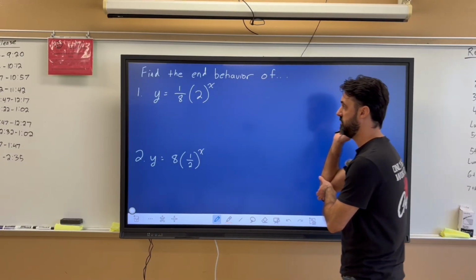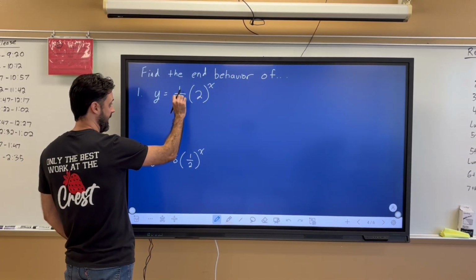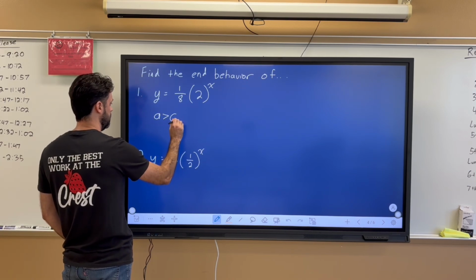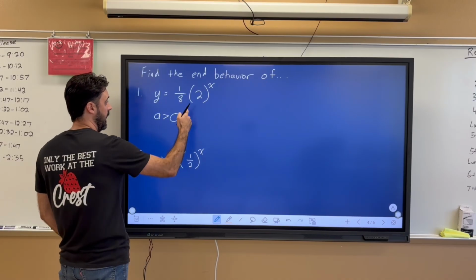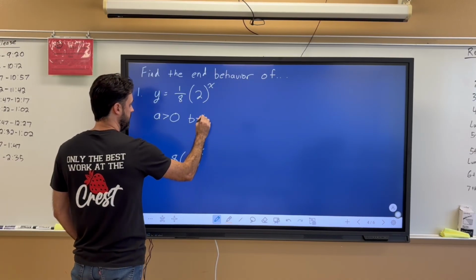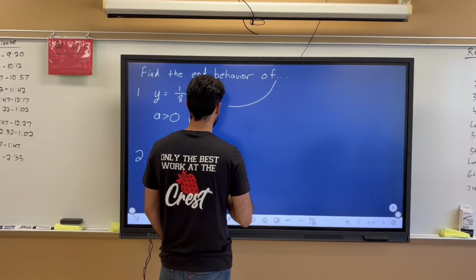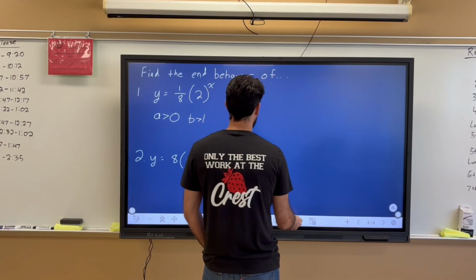So the first value, the 1/8, is not going to affect the general shape of the graph, just its sign. So if a is greater than 0, which we have here, it's positive, and b is bigger than 1, that tells us the graph looks like this. It's exponential growth. All right, and so the end behavior, I'm going to leave that there actually.